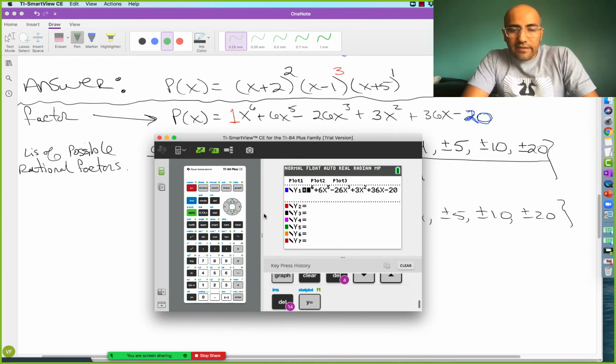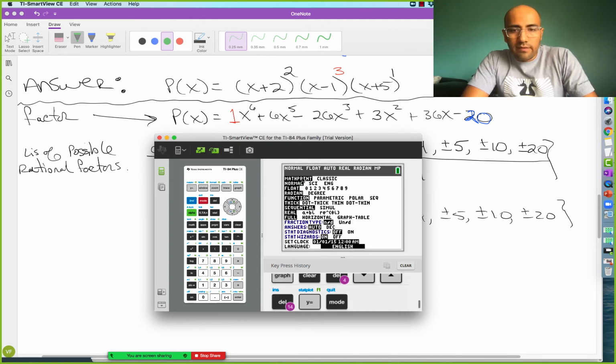Now, if you hit y equals and your screen looks different, that's because the mode is different. So if this isn't working out for you, this might be your fix. Go to mode, and then make sure that it says function right here, because the other settings are parametric, polar, and sequential. So for now, we're in function mode. If it's not there, use your arrows, go down, and hit enter to put it into function mode. Good. Also under normal, float, that doesn't matter right now.